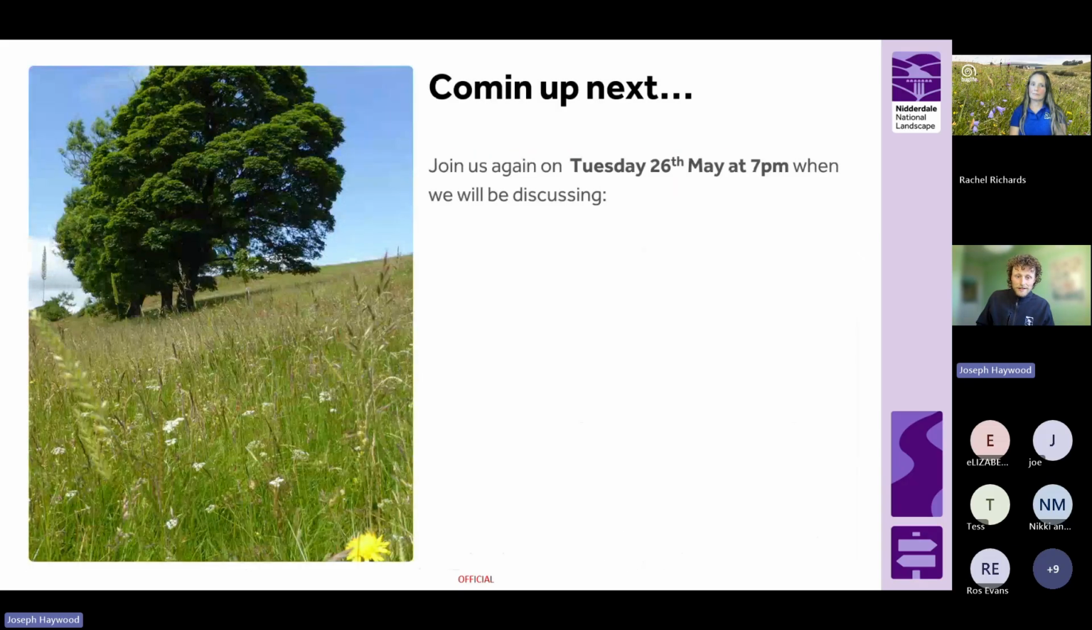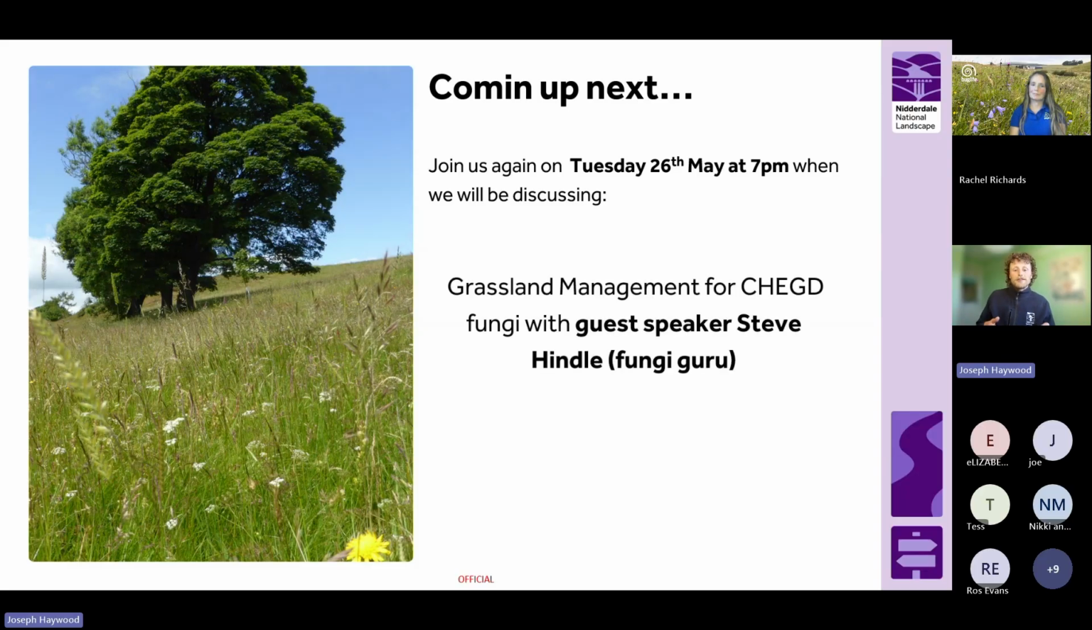The next session, so join us again on Tuesday the 26th of May, same time, 7 till 8 p.m., and we're going to be looking at how to manage grasslands for waxcap fungi. Rachel touched on them, talking about wax caps, but there are loads of different grassland fungi, from earth tongues and fairy clubs to wax caps and corals. There's some even scarlet caterpillar clubs that actually infect grubs that live under the ground and then emerge from the body. So really interesting.